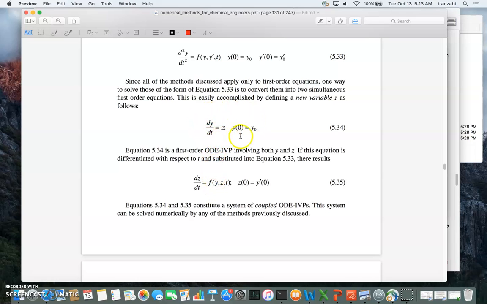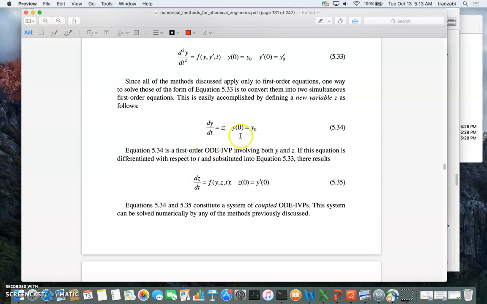This is one equation. dy dt is equal to z, it's first order in y. And the second one is dz dt. And this is also first order, but it's in z. Okay, I have two unknowns to solve: the z that I introduced, and the y, which is the original variable of the problem.